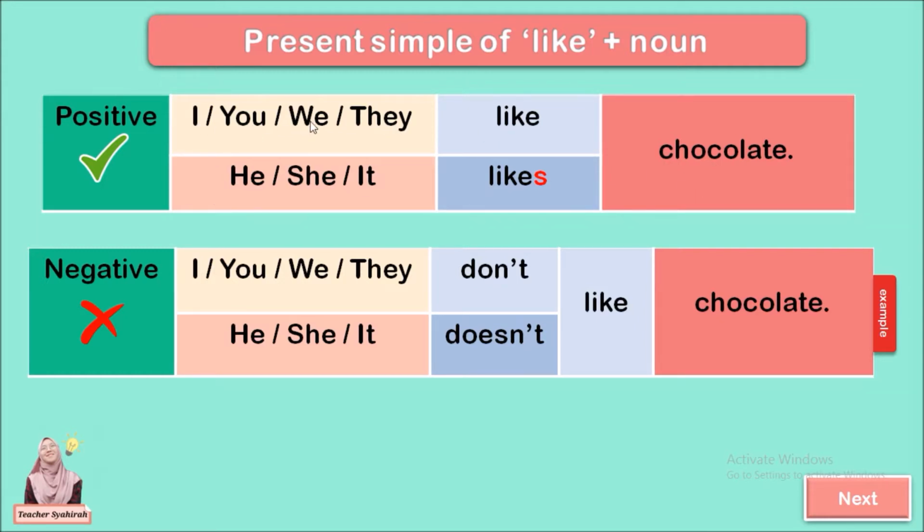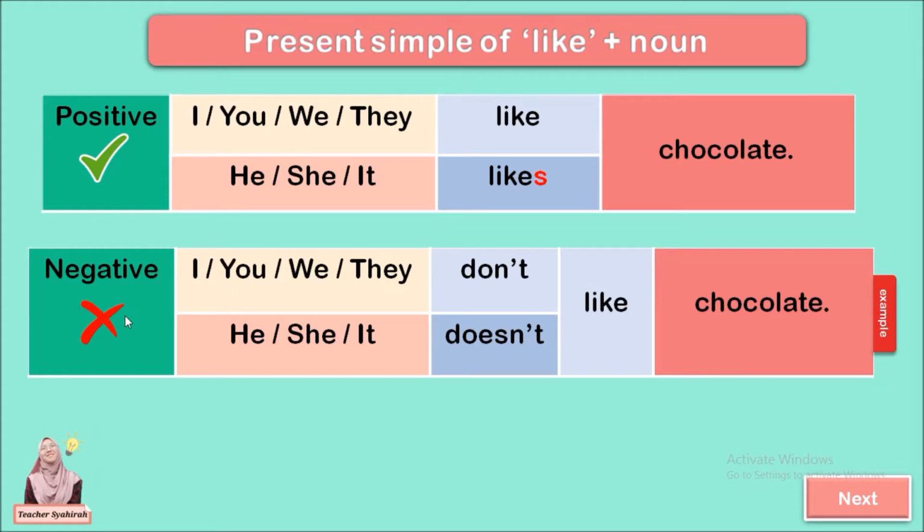Now, for I, you, we, they, we use like without S. Okay, now for he, she, it. He likes chocolate. She likes chocolate. It likes chocolate. So can you see the difference? For I, you, we, they, we don't need to add S. But for he, she, it, we add S for positive. Okay? Maksudnya benda yang dia suka, kalau I, you, we, they tak perlu ada S. Kalau he, she, it tambah S. Okay, and then plus nampak ni like plus noun. Noun is kata nama. So chocolate is kata nama. Chocolate is noun.